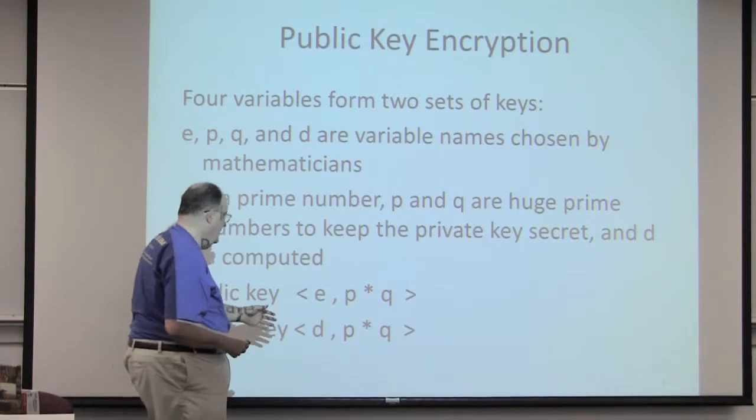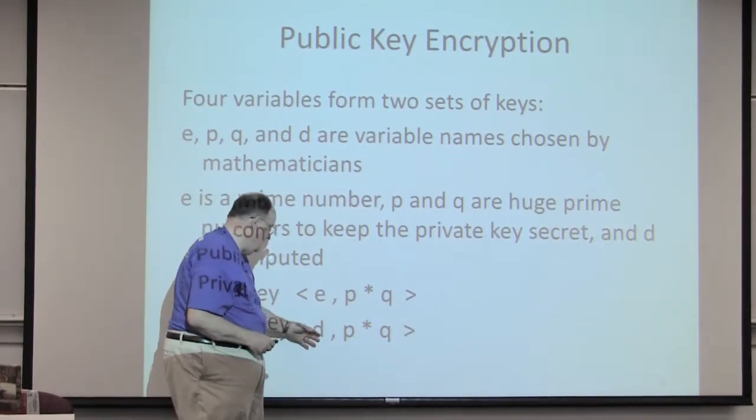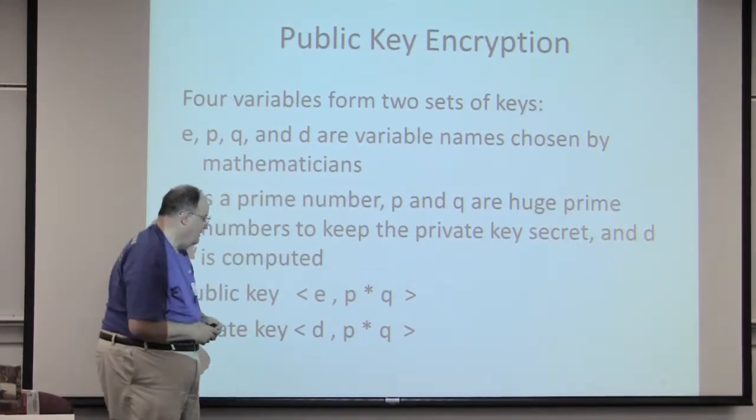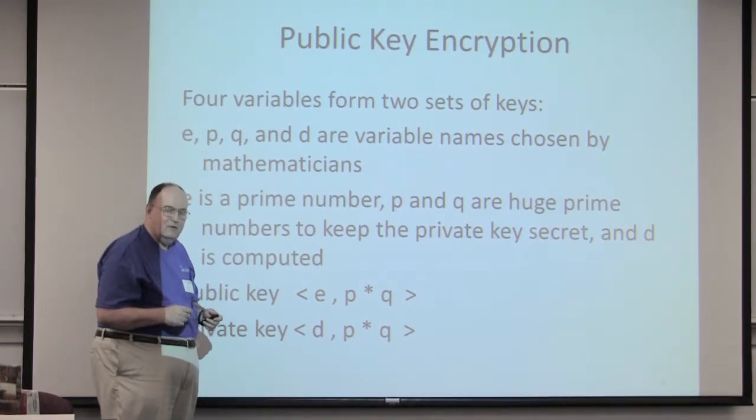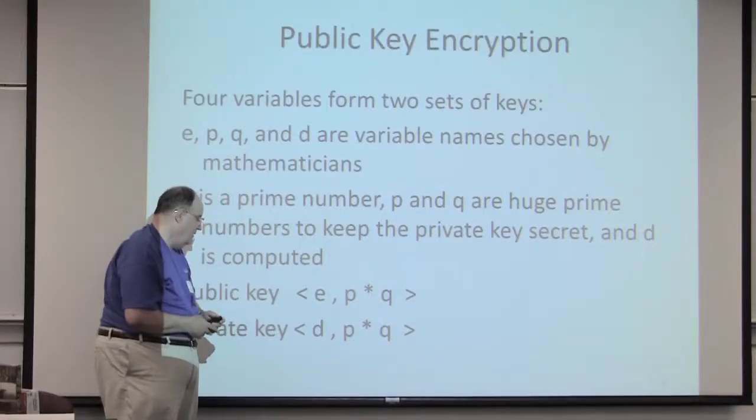These are the variable names, E, P, Q, and D. These names were given to us by mathematicians. Software engineering would not allow such short names. We would use meaningful names, but the mathematicians don't understand that, and so they use these 4 short names.